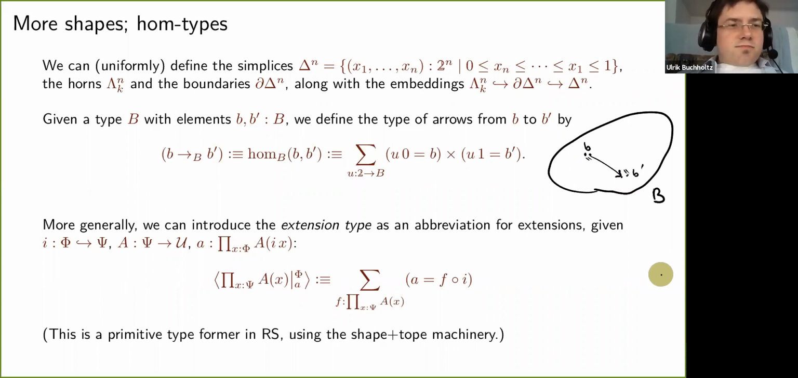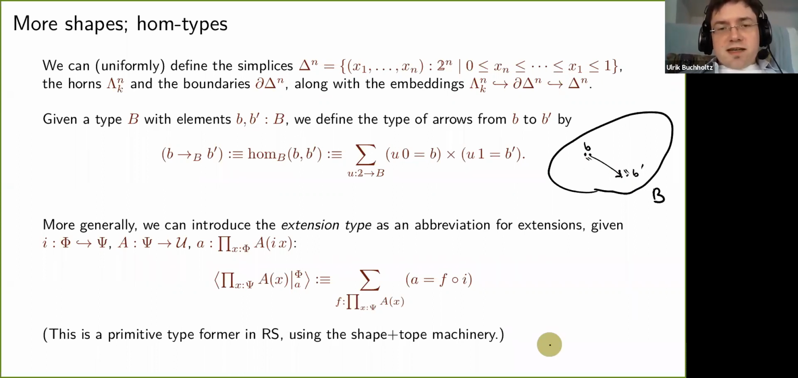I find it's not so bad to work with this, even though in the Riehl–Shulman paper, they introduced some extensions to the type theory using shapes and topes, for which you can make this more strict. But here I'm just going to think about it in the basic type theory way.